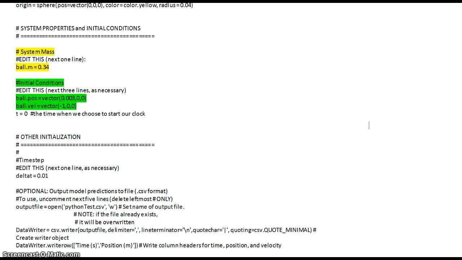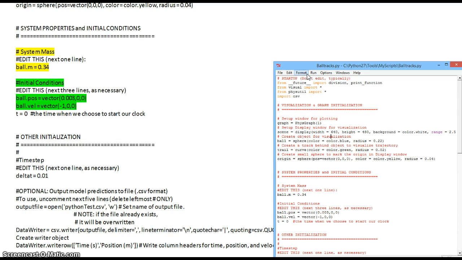After calculating the initial vector component data from the ball's motion in the video, we plugged the vector component data into a Python script, seen here highlighted in yellow and green, and we constructed a computational model of the ball's motion, as seen here.